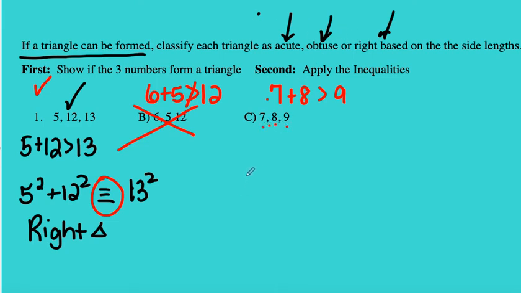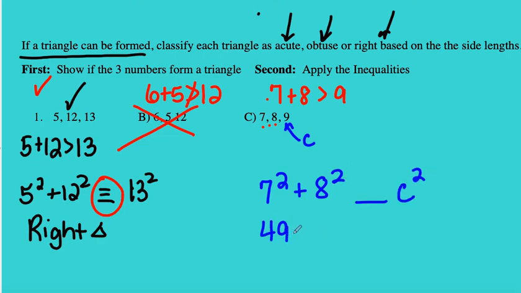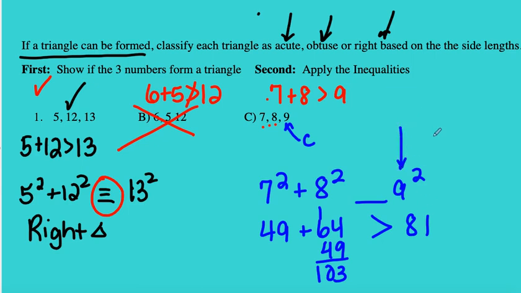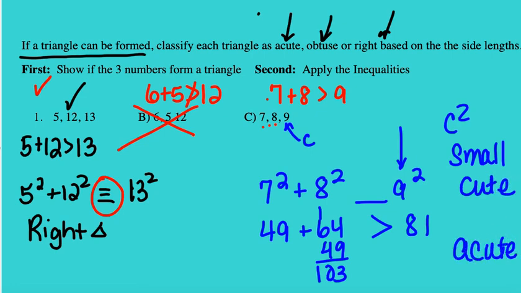So now I apply the inequalities. I let c be the longest side, and I do 7 squared plus 8 squared blank c squared. All right, so I get 9 squared. That would be 9 squared. All right, 49 plus 64 and 81. So 49 and 64 is 103. So 103 is greater than 81. So c squared is small and cute. And so it is an acute triangle.